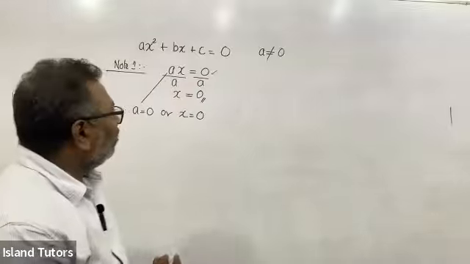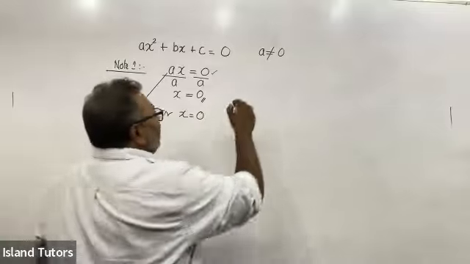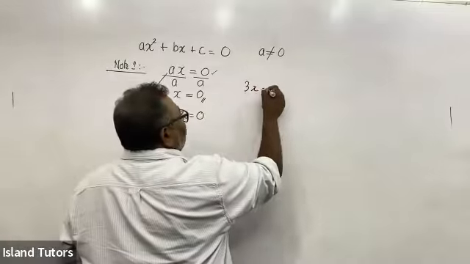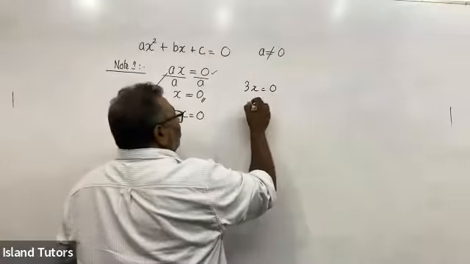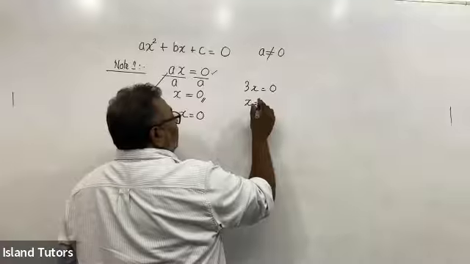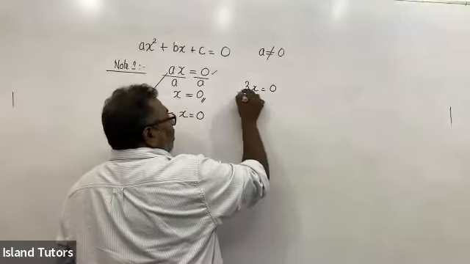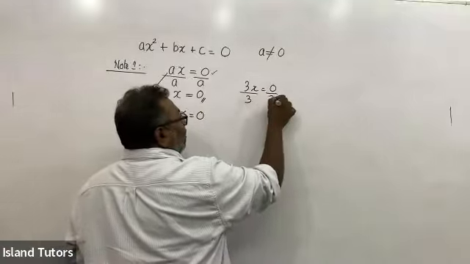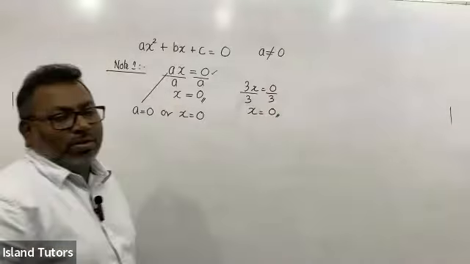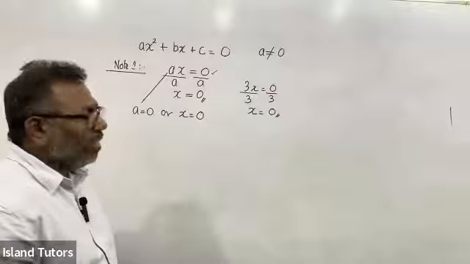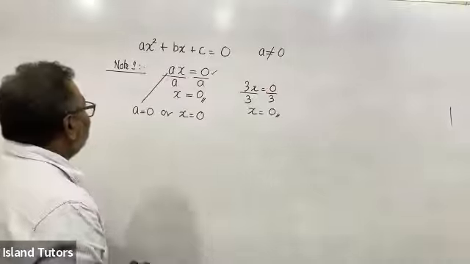So for example, look at those examples we have given. 3x is equal to 0. Right? So then x is going to be what then? Divide by 3, divide by 3, x is equal to 0. Okay.